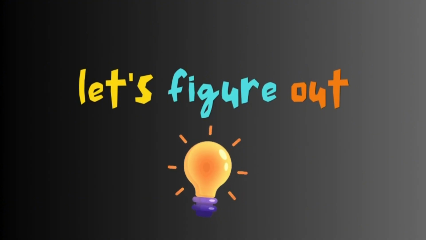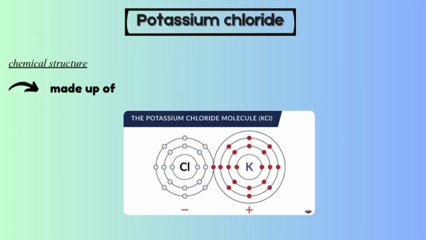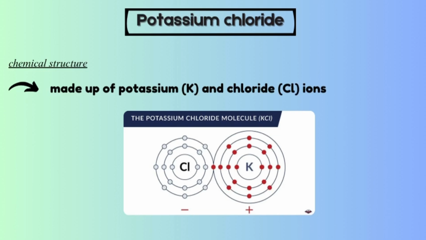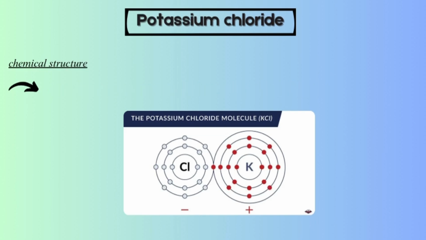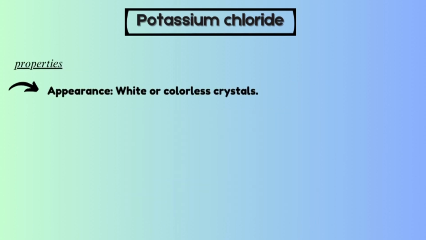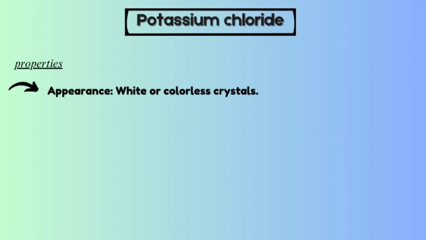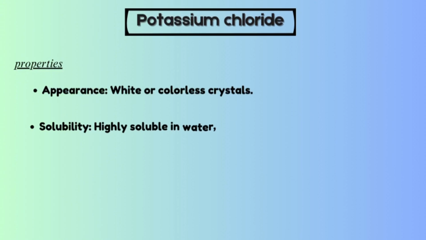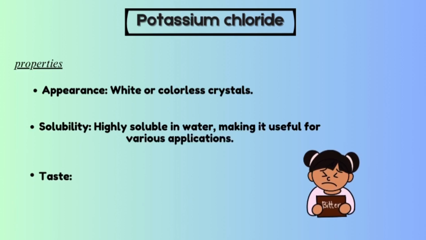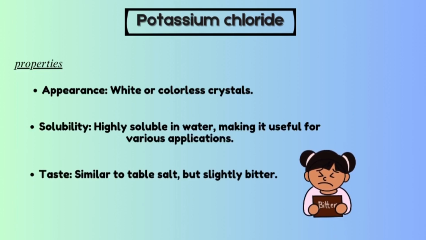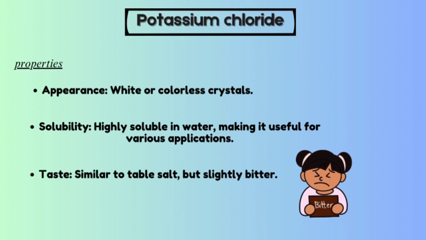Let's figure out together. Potassium chloride, also known as KCl, is made up of potassium atoms and chloride ions, which attach together by ionic bonding. Usually, potassium chloride appears as a white or colorless crystal. Not to forget, potassium chloride's solubility in water is also high, which makes it useful for various applications. Last but not least, potassium chloride is slightly bitter compared to usual salt.